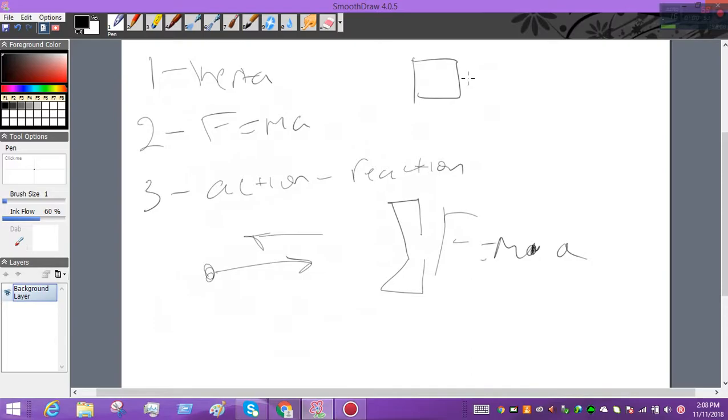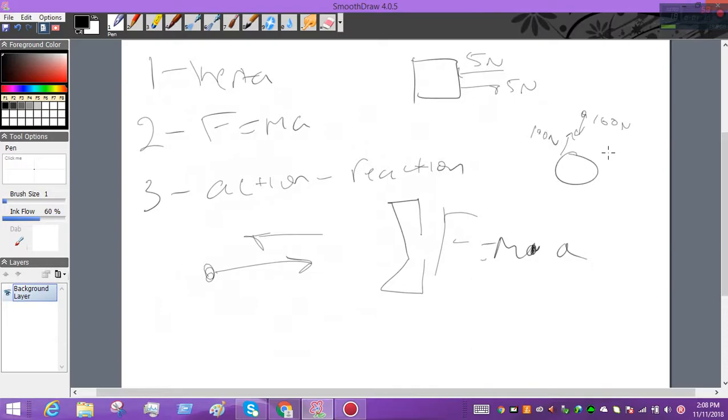So if I have this box and I push against the box with a force of 5 newtons, the box will push back against me with 5 newtons. Same principle for gravity. If this is a satellite and it's attracted to the Earth with, let's just say, 100 newtons, it will be attracting the Earth with 100 newtons.